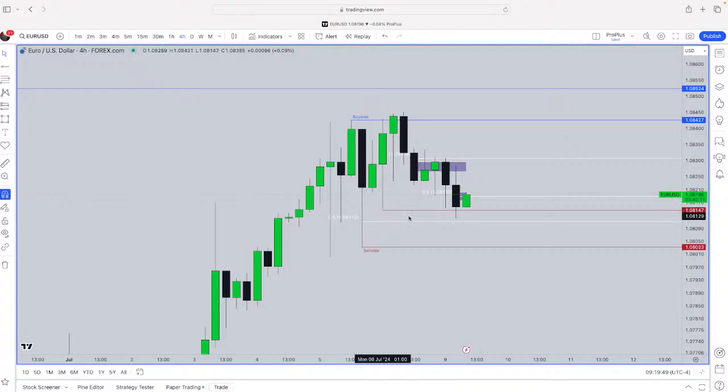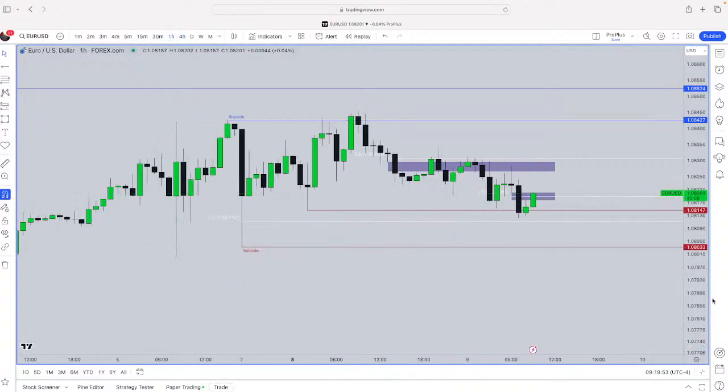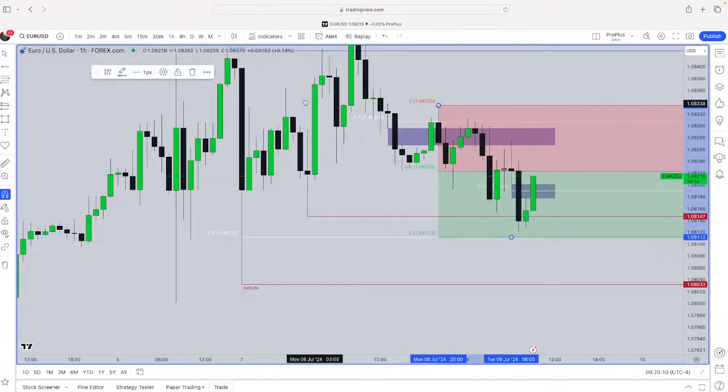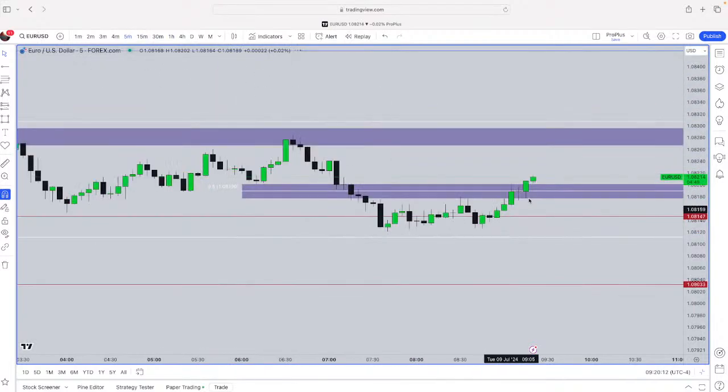If you look on the 4 hour, this could be the next draw on liquidity here. If this is the next draw on liquidity, from the high to the low, then I just want to wait for it to get into a premium to sell. At the minute it's in discount, so there's no point in selling it. Anyone trying to sell it could get stopped out here. That's why.